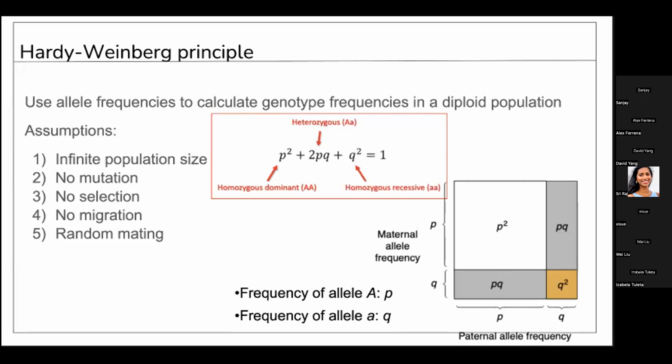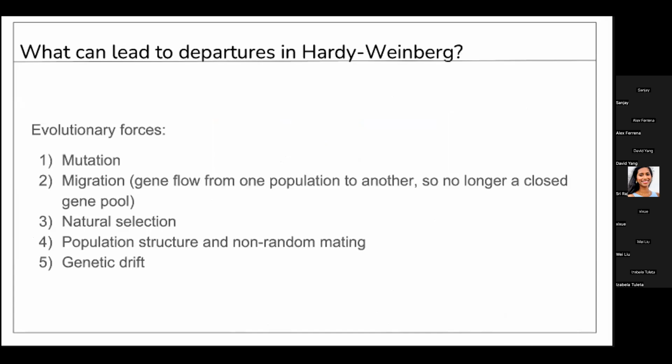This is a very simple equation, but it's incredibly powerful in population genetics because you can estimate the amount of diversity at the nucleotide level based on this equation. And they make certain assumptions, right? Which is that we have an infinite population size, there's no mutation, selection, or migration happening, and that random mating is also happening. And although this seems kind of unrealistic, more or less, most variants in the human genome follow Hardy-Weinberg equilibrium. So then what can lead to departures in Hardy-Weinberg?